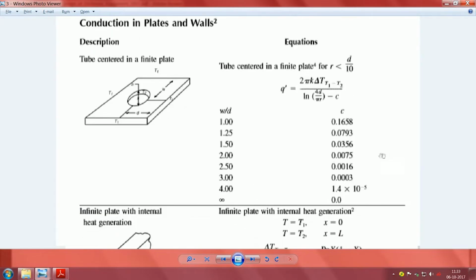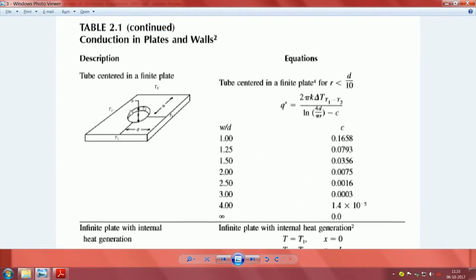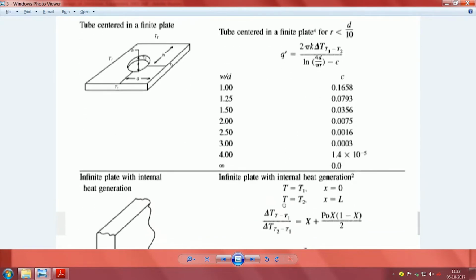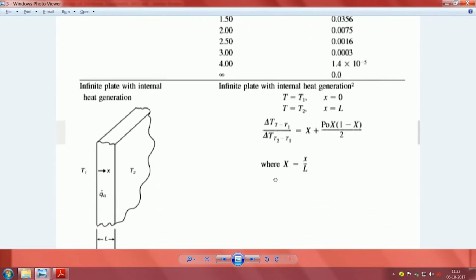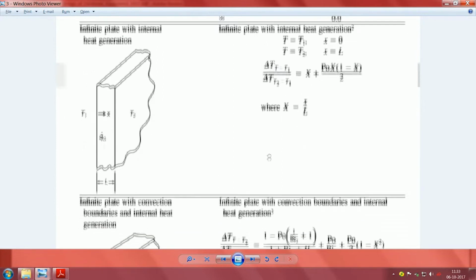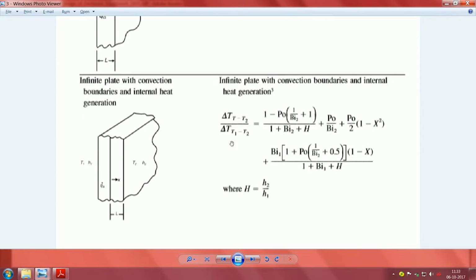So, as things move and the shape factor changes here, saying when it is a square, how these things behave, when it is thin and long, how do these things behave. So, as we keep going down, you have things like with internal heat generation, again same, infinite plate with convection boundaries with internal, and so on.